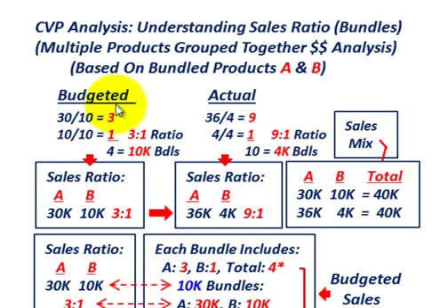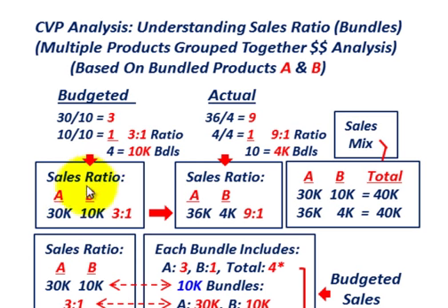And for comparison purposes, we're going to be looking at budgeted sales versus our actual sales. Starting with our budgeted sales, we've got these two products, A and B, and we plan on selling, based on our budget, a quantity of 30,000 for A and 10,000 of B. So that's a total of 40,000. Total quantity between A and B is 40,000.